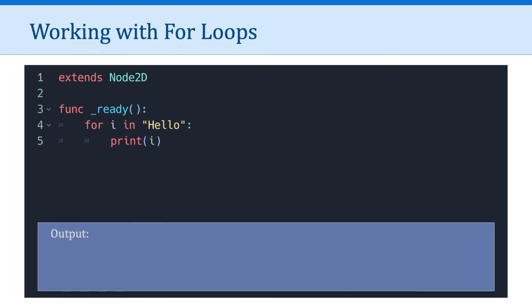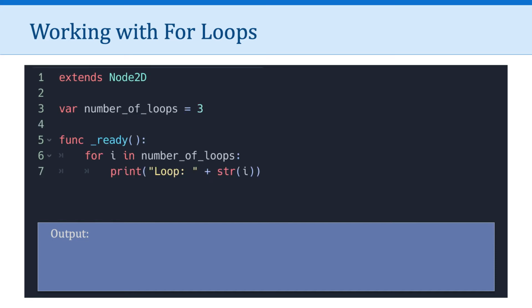Now, another example of a for loop is we can iterate through the characters of a string. So here we're seeing for i in hello, print i. And the output of this would be H, E, L, L, O, because each time Godot loops around, it's looping through each of the characters in the string hello.